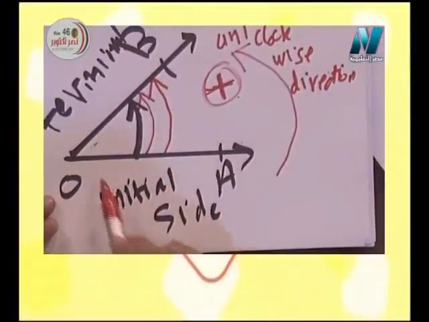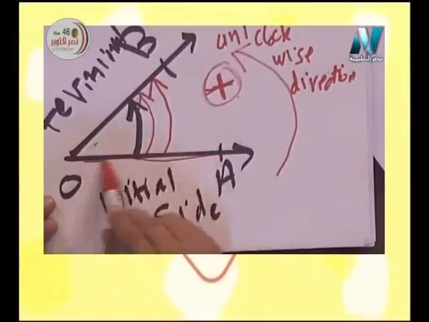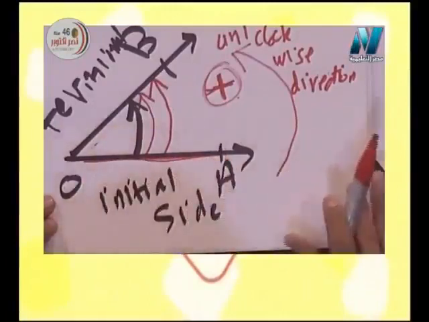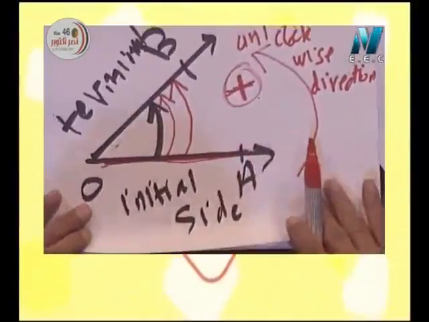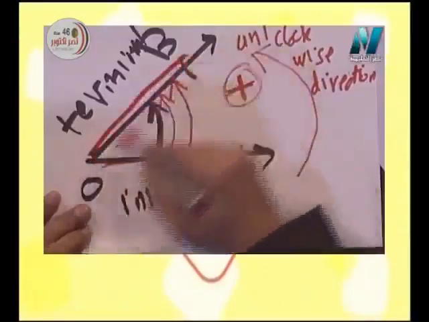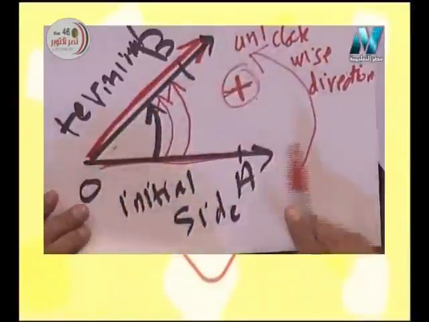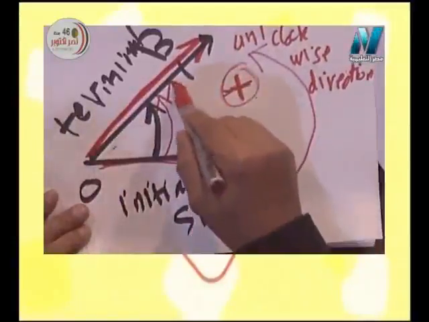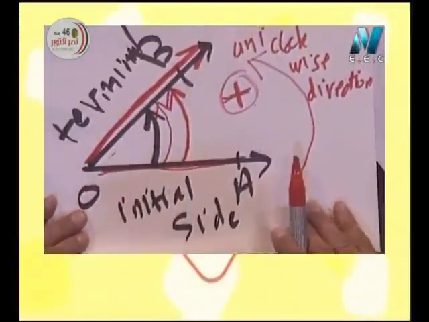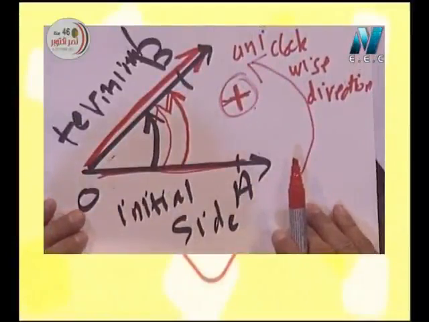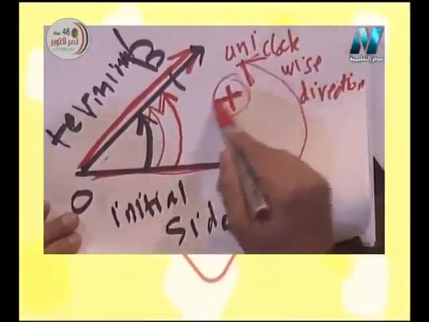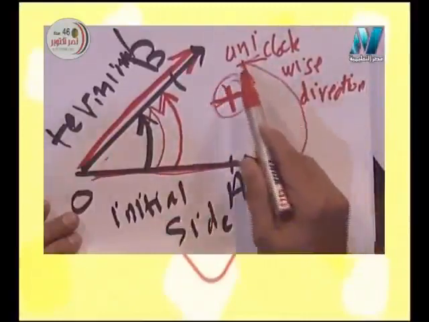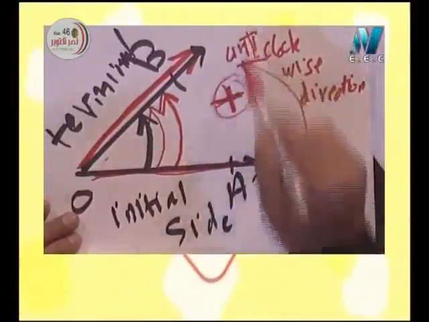First of all, we have the initial side like that. We have the initial side, we have the terminal side, and we have the direction started from the initial side to the terminal side. This direction will be positive because it is anti-clockwise direction.